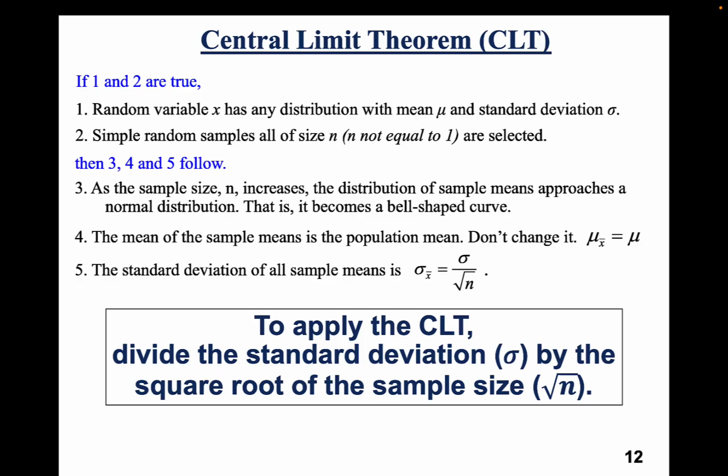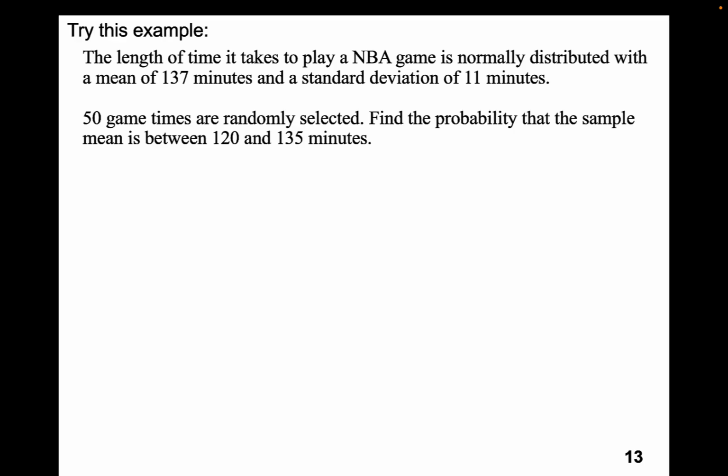All right, so we've seen an example, a video, and here is the formal central limit theorem. Let's try one. Try this example. The length of time it takes to play an NBA game is normally distributed with a mean of 137 minutes and a standard deviation of 11 minutes. 50 game times are randomly selected. Find the probability that the sample mean is between 120 and 135 minutes.